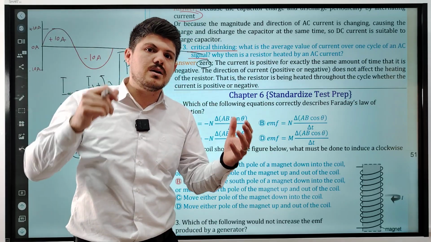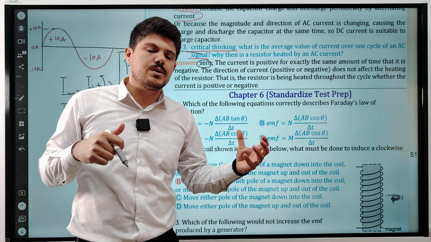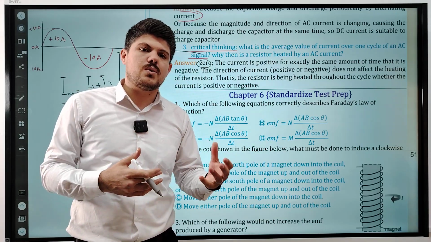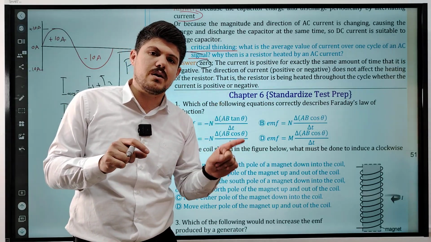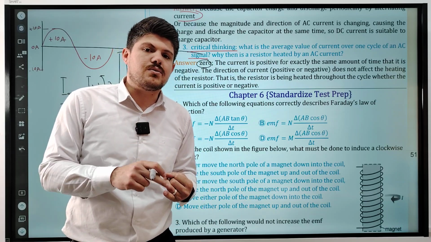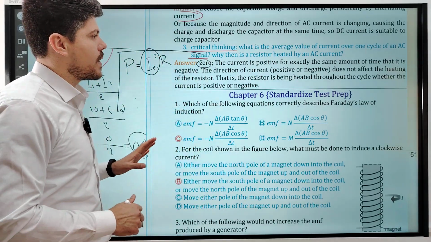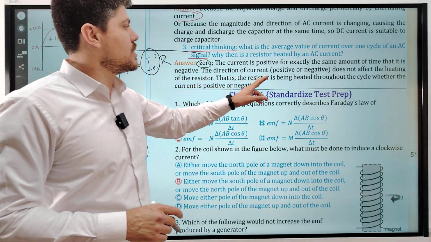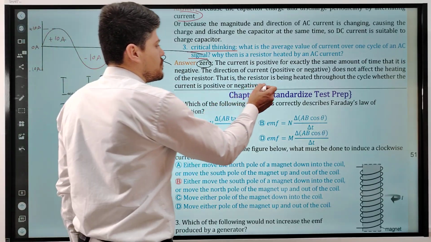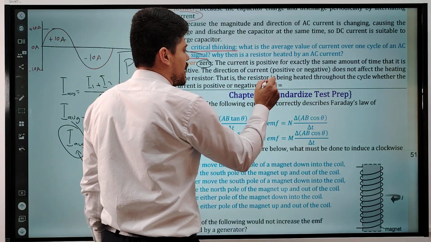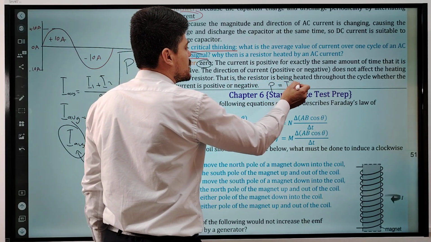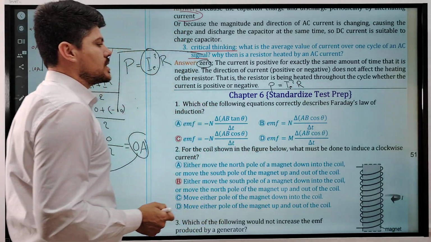Okay, so why does the wire become heated or warmed? Because the energy loss or power dissipation or heating of the wire does not depend on the direction of the current. It depends on the magnitude of the current. Which magnitude of the current? The effective value of the current. Okay, so that is why the resistor is being heated throughout the cycle, whether the current is positive or negative. Why? Because power dissipation, the power that converts electrical energy to heat, is equal to I effective squared R, not I average. Okay?